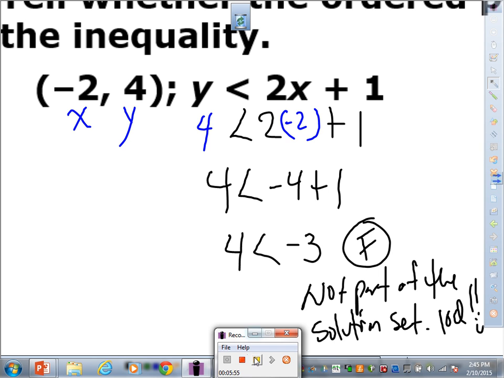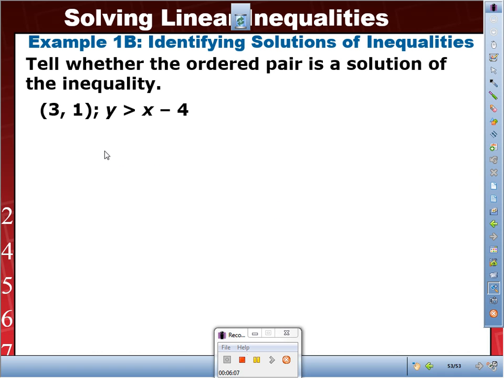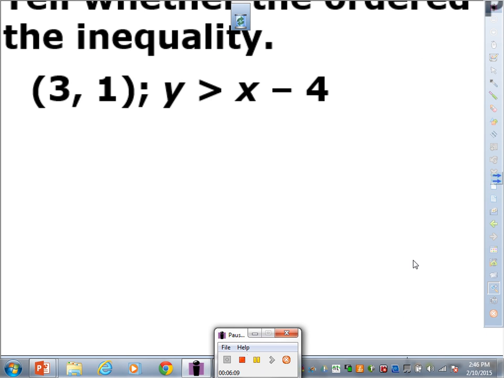Example 1B. Copy this, please. The point is (3, 1), and the inequality is y greater than x minus 4. See if you can do that one by yourself. Let me zoom in. Go.